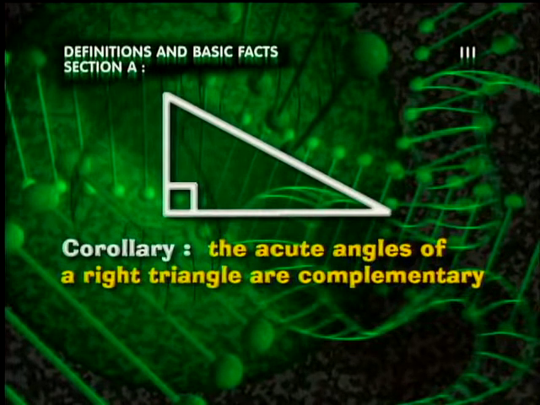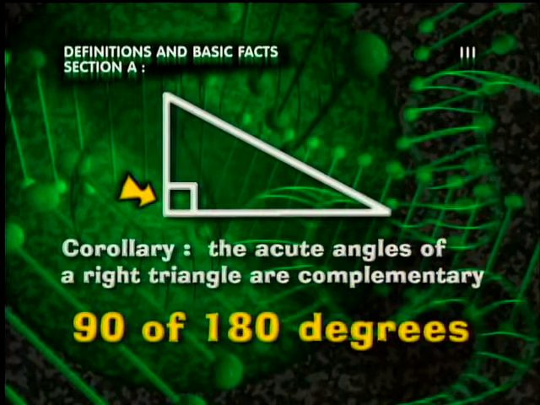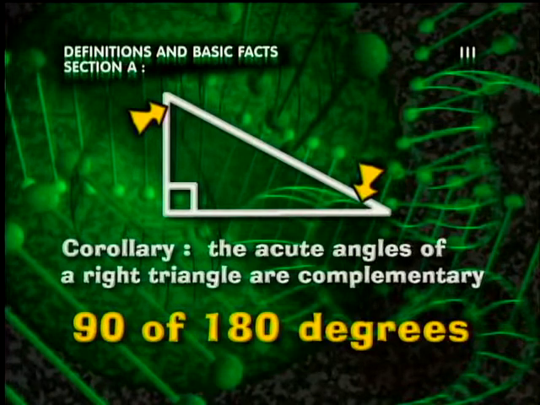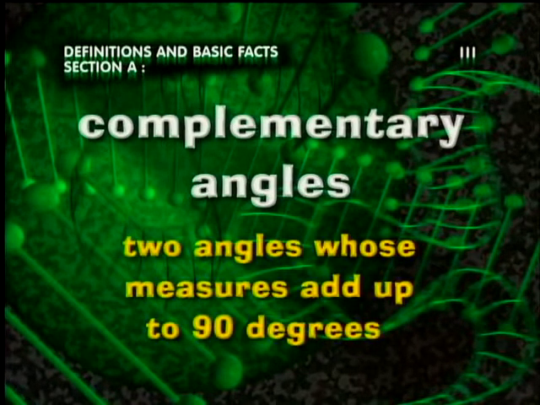So what this is saying is, by definition, we have 90 of the triangle's 180 degrees accounted for by the right angle, and we have 90 degrees remaining for the other two angles. The definition of complementary angles is two angles whose measures add up to 90 degrees.